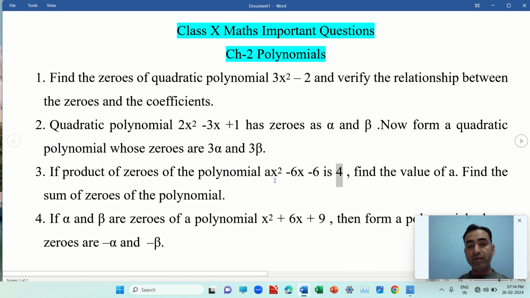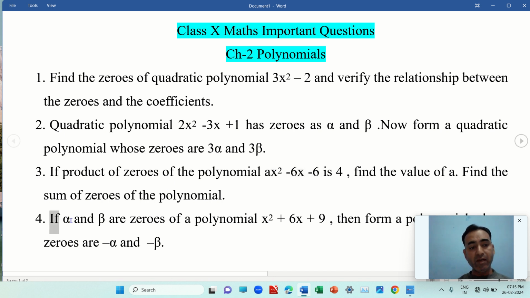Then we have to find the value of a. If you put the value of c as minus 6 and c upon a equal to 4, you will solve this equation and you will get the value of a. Now after this, find the value. We will put the value of a again in this polynomial, and we will find the sum of zeros like alpha plus beta equals minus b upon a. When you put the value of b and a, you will get the sum of zeros.